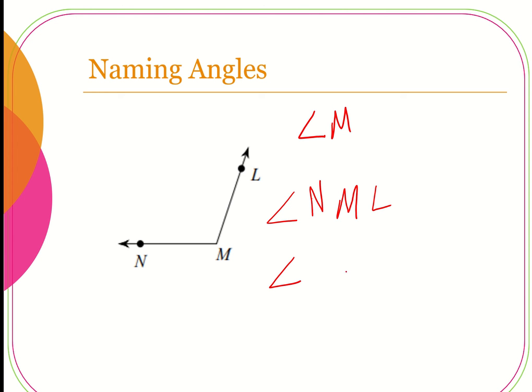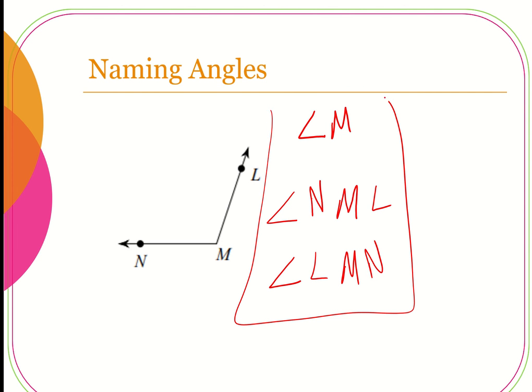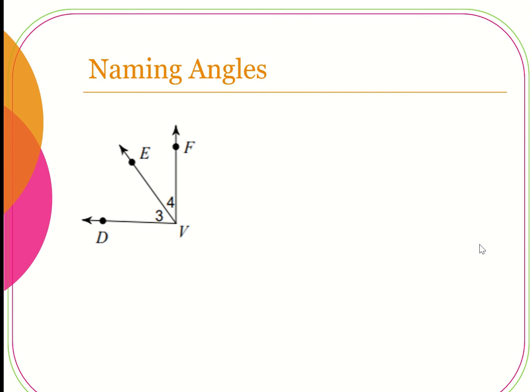LMN. Remember, the vertex always goes in the middle. Angle LMN. All three of these are the same angle. All of them are okay to name them. There's not one name here that's more correct than the other. It's just a different way to name this angle.